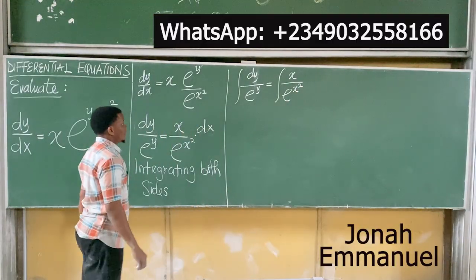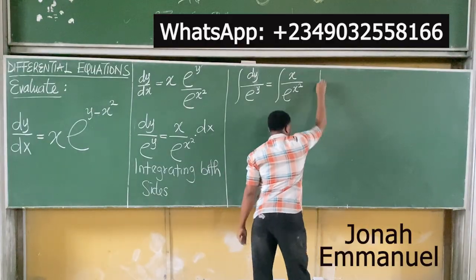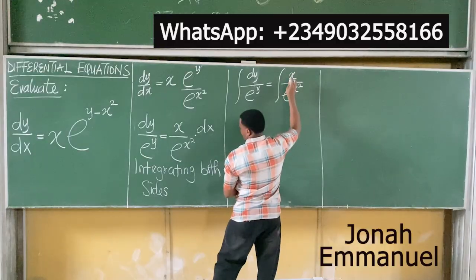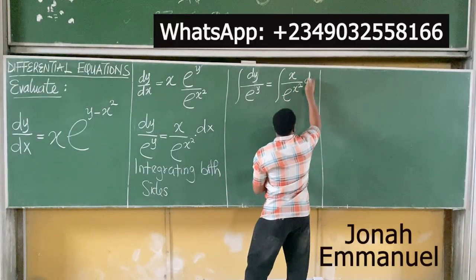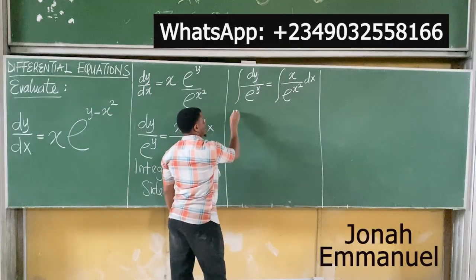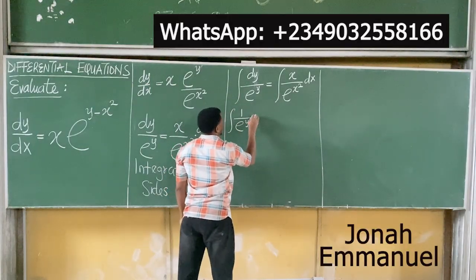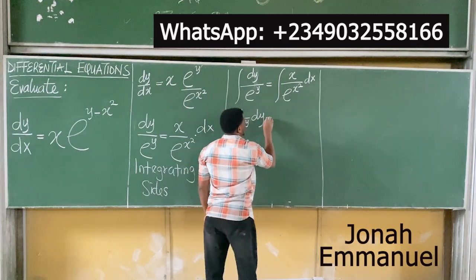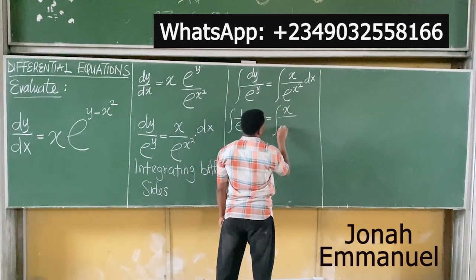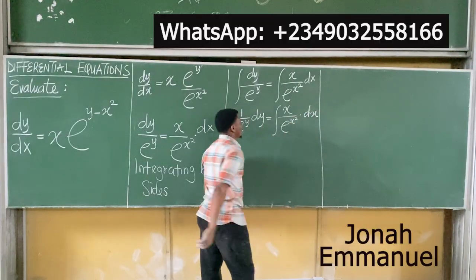All right, and in working on this, your task will simply be to move this one out. It becomes the integral of 1 all over exponential y dy is equal to the integral of x all over exponential x squared dx. How do you integrate both sides?